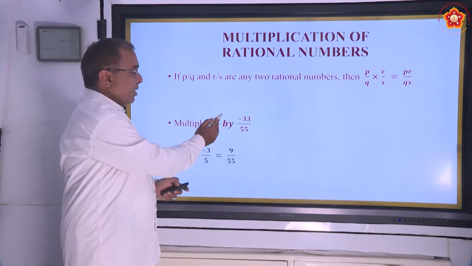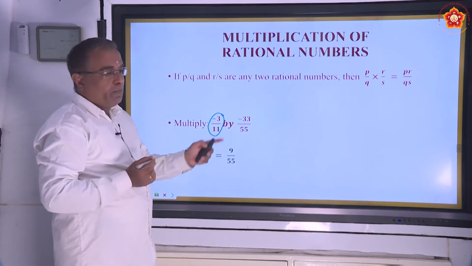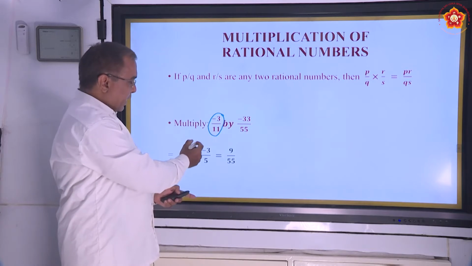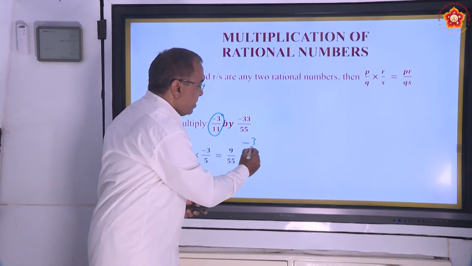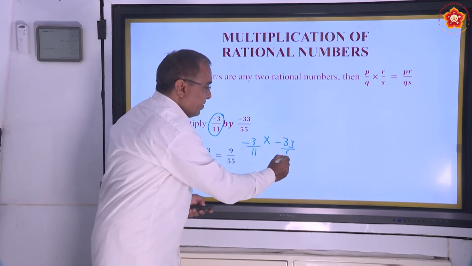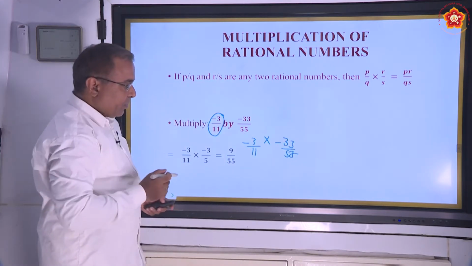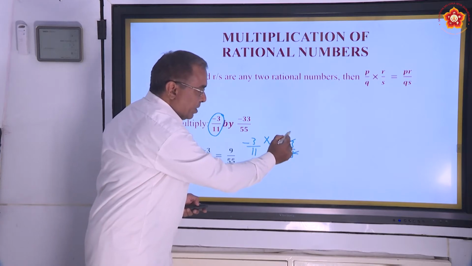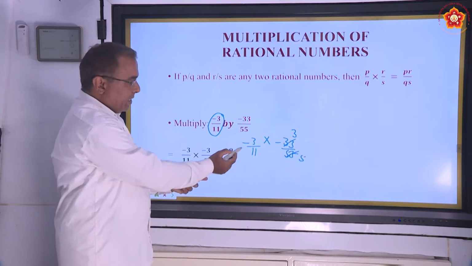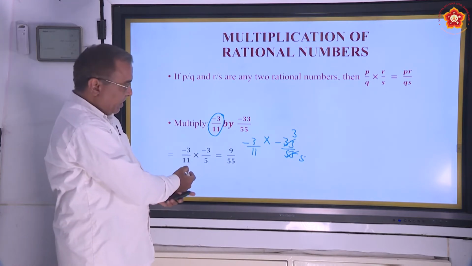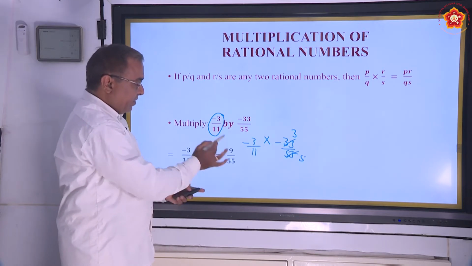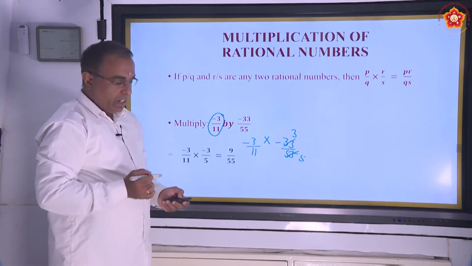Multiply, this is one rational number, minus 3 by 11 with minus 33 by 55. So as I told you earlier, I will write the steps also. Minus 3 by 11 we are multiplying with minus 33 by 55, correct. Both are here divisible by 11, 3 times, 5 times, that is why I am getting it as minus 3 by 5. I hope you are getting it, and minus 3 by 11 is as it is. Then minus into minus will be plus, 3 3s are 9, 11 5s are 55. This is the final value.